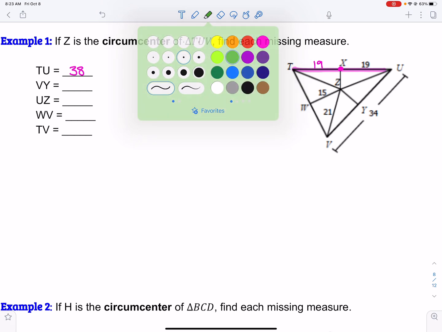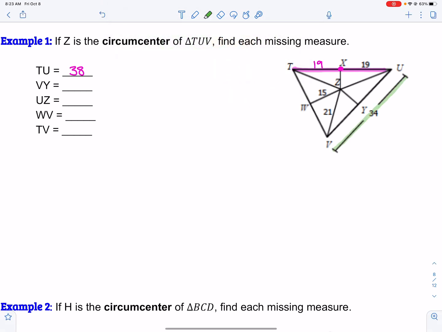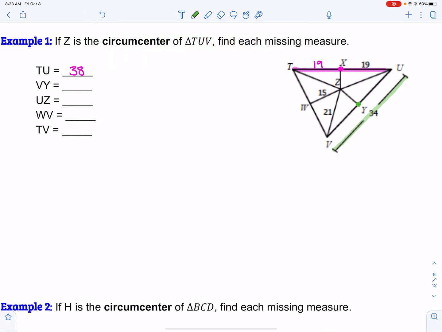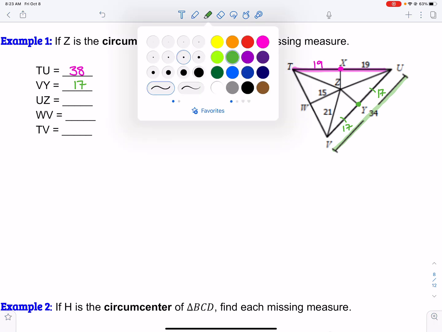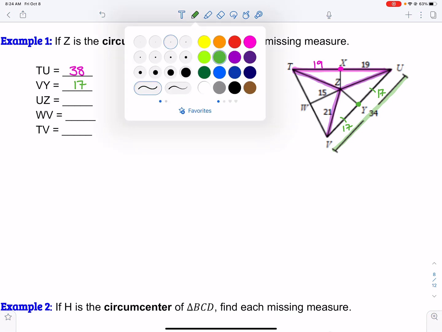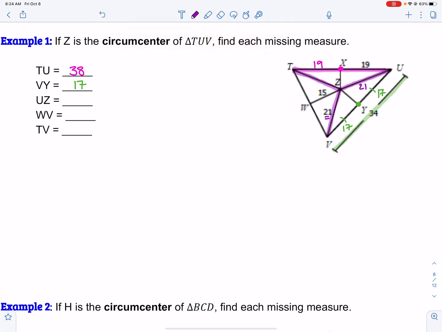VY is half of this side over here that they've told us is 34. So we could say 34, here's the perpendicular bisector, so these segments are congruent. Half of 34 would give us 17 for VY. UZ is the segment connecting the circumcenter to the vertex U, and VZ is given as 21. So that means the other two that go from the circumcenter to the vertex are also equal to 21.